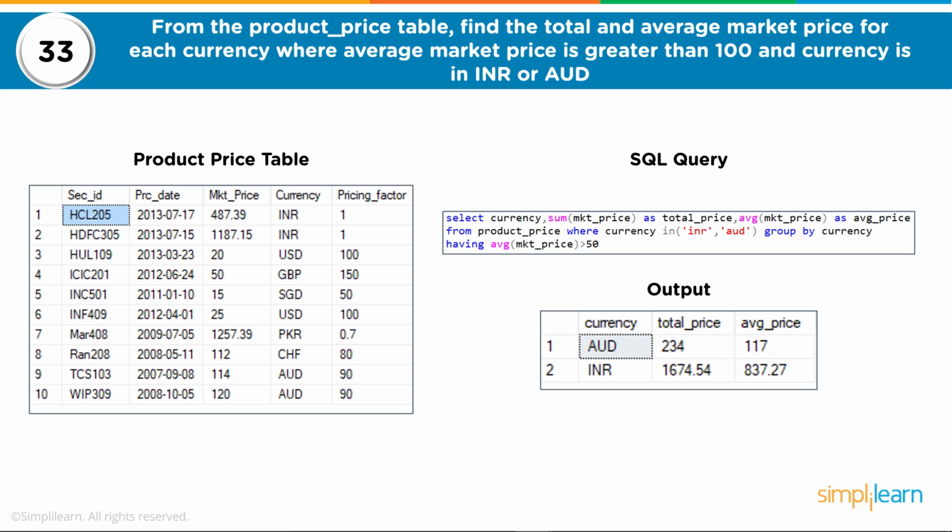And as you keep going backwards, we're actually going to be selecting the currency, the sum of the market price as total price, and the average market price as average price. So there's our select. It's going to come from the product price, which is just our table over there, and then we have where our currency is in. And like I said, you can put it together however you want, but hopefully you got to the end there.